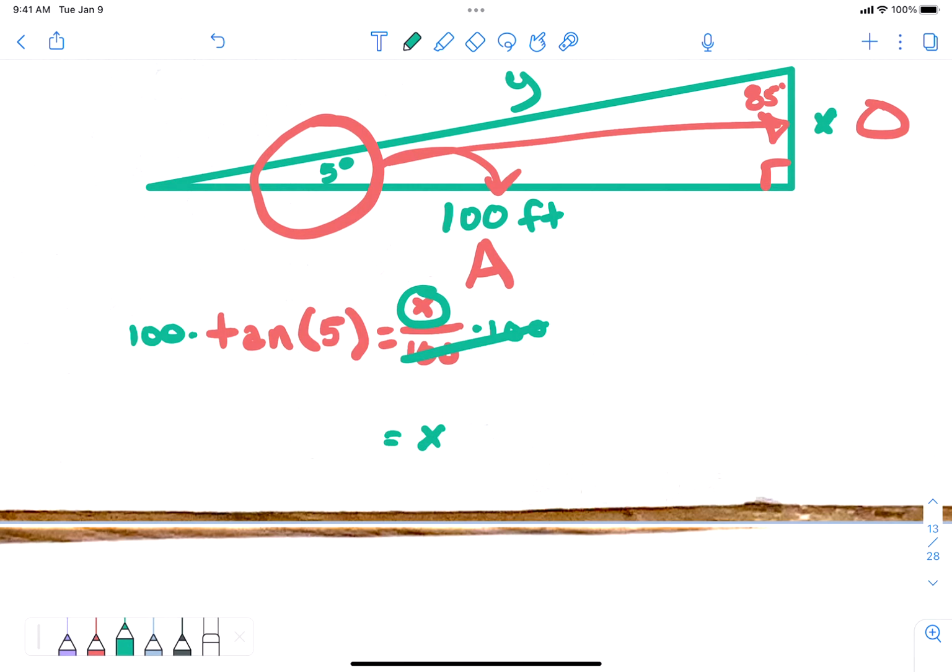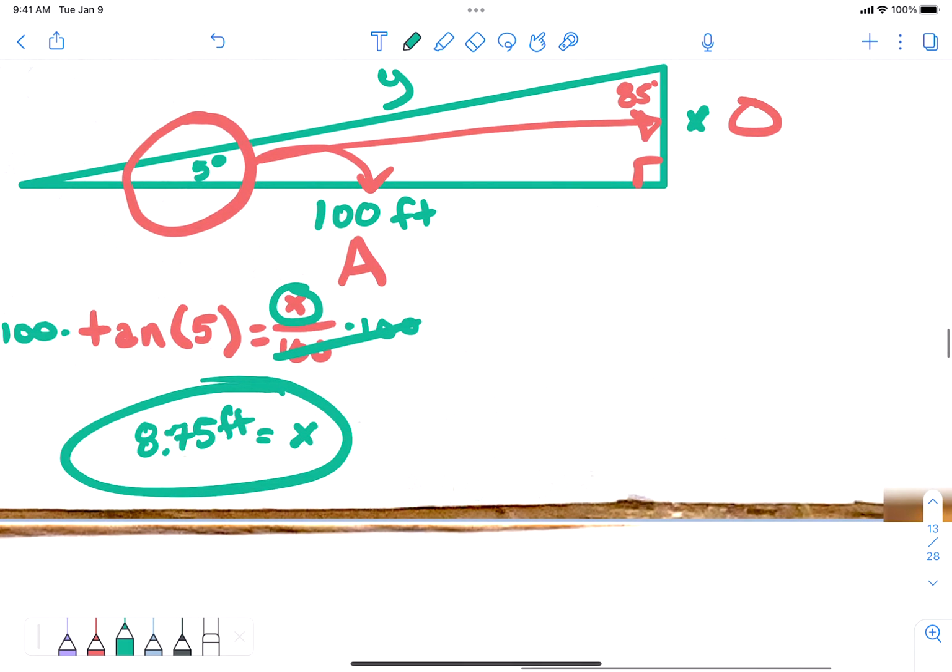And we're going to figure out what the raise is. I think it's like 8.75 or something. 8.75 feet is the elevation that we have going on there. So just from here to here is 8.75 feet. Not a whole lot, but then again, my angle is only a 5-degree angle, so that's not too bad.